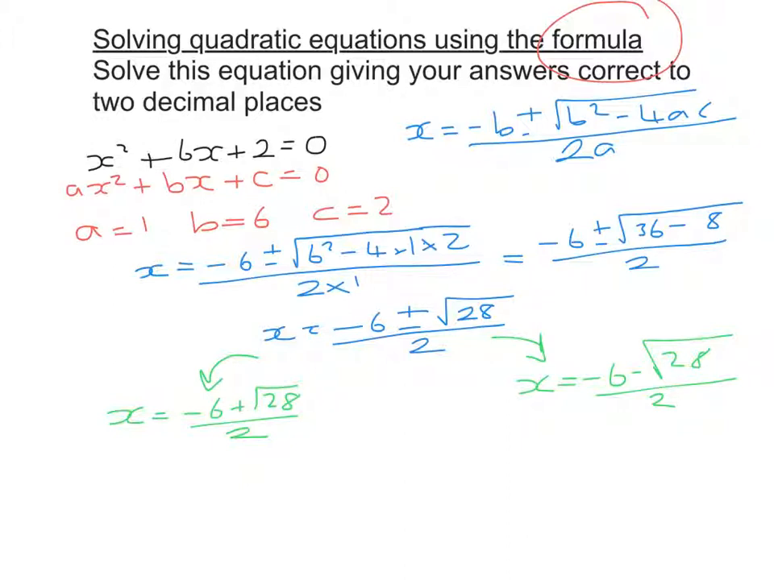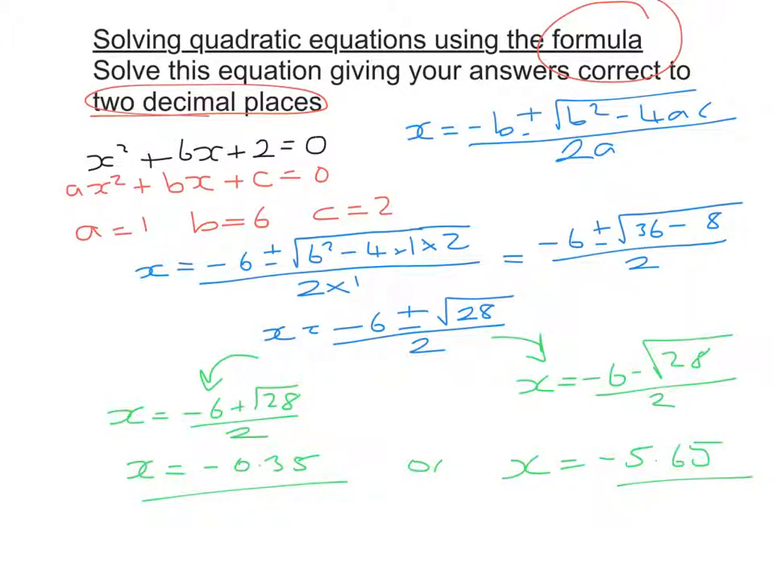If I work those through on my calculator, I end up with x is equal to minus 0.35, or, if I do this calculation here, x comes out as minus 5.65. In each case, I've rounded the answers to 2 decimal places as the question wanted. Easy.